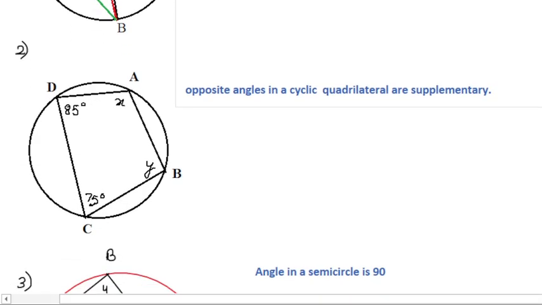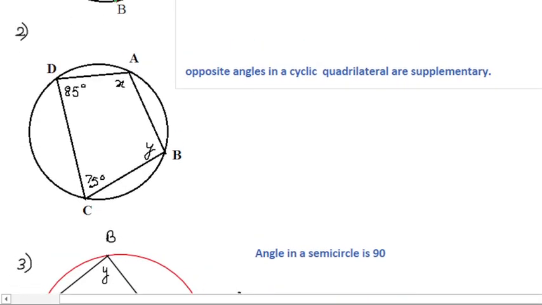In the next question, we have a circle and we have a cyclic quadrilateral, meaning all four corners of that quadrilateral touch the circle. So in such a quadrilateral, the property is: opposite angles in a cyclic quadrilateral are supplementary.